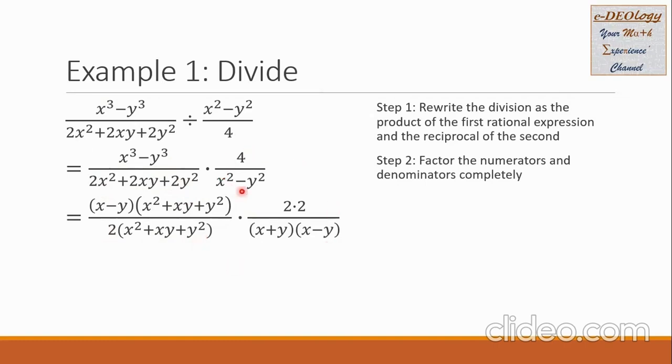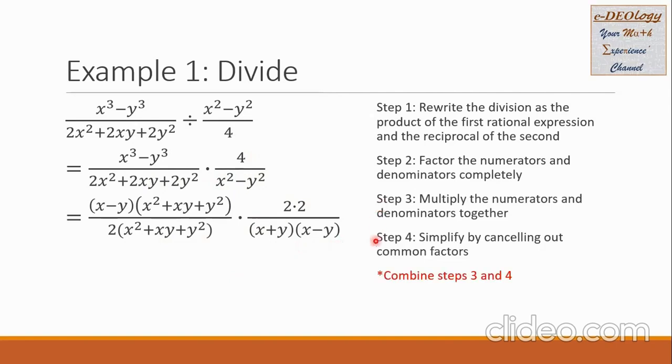For the second rational expression, the number 4, we can write it to be 2 times 2, over the denominator x squared minus y squared. This is difference of 2 perfect squares, and the factors are now x plus y and x minus y.